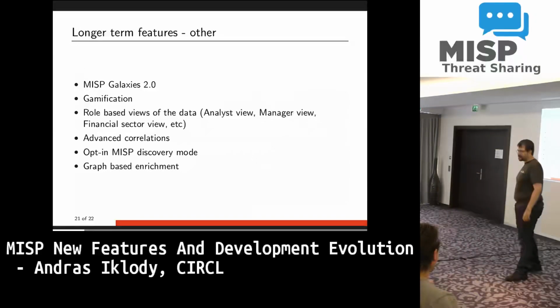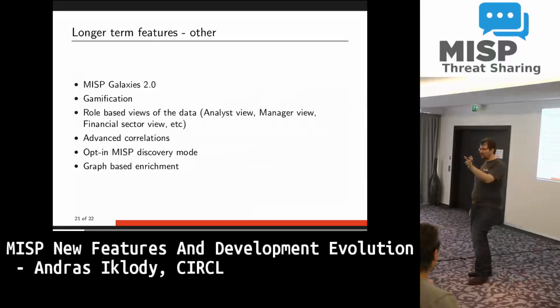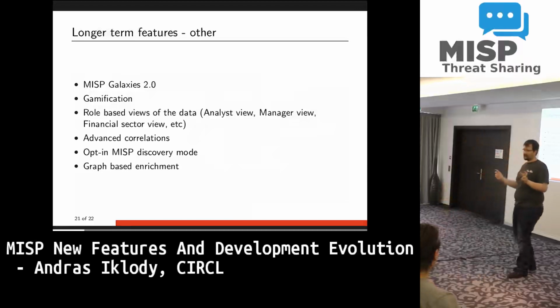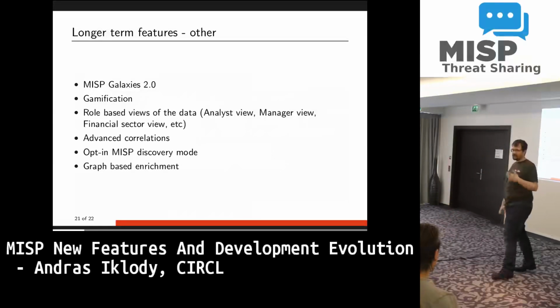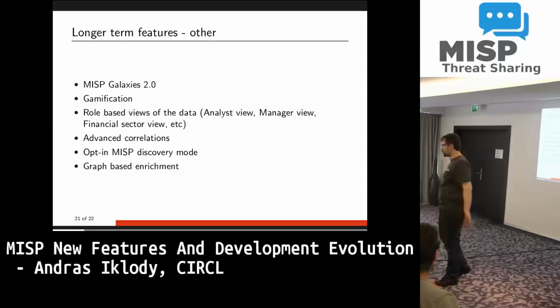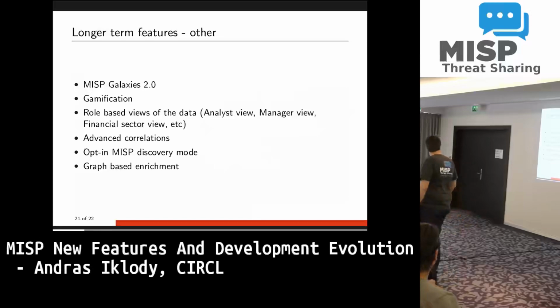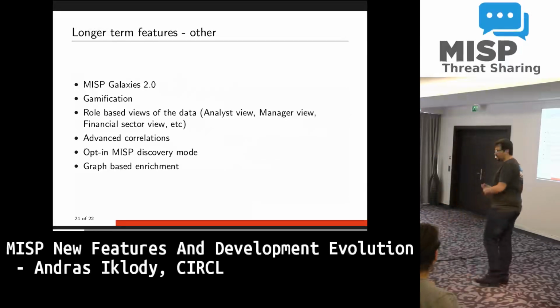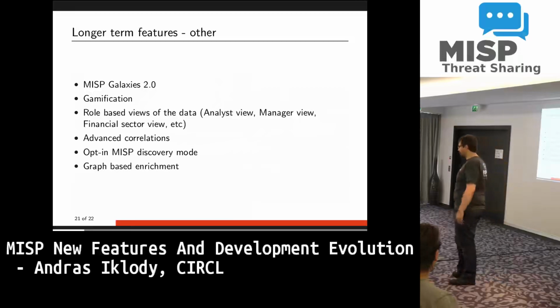And then you have advanced correlations. Right now, correlations are pretty simple. If a value matches another value, it's a correlation. But for example, what we want to do is, if you have a CIDR block, we want to evaluate whether an IP address is within that. And we also want to score different types of correlations differently. But this is something that's an ongoing discussion for a long time. But it's definitely something that we're looking into. And one of the basic elements for this might be that we might move correlations completely out of MISP and have them separately using Redis. This is something that Rafael has been working on.